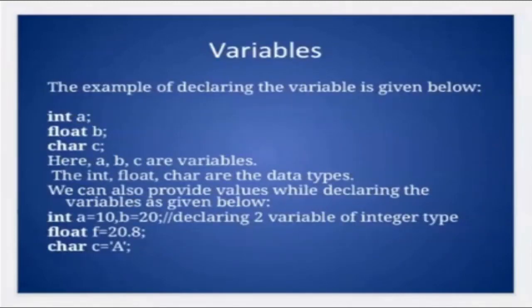And variables are what we have seen in the previous video as identifiers. Here, for example, integer a, float b, character c. Here a, b, c are variables. The integer, float, character are the data types. We can also provide values while declaring the variables as given below. Integer a is assigned 10, integer b is assigned 20, float f is assigned 20.8, and character c is 'a', which is specified within a pair of single quotes.